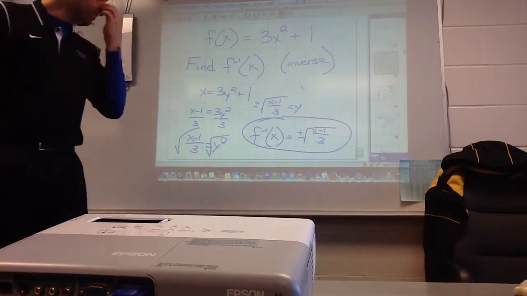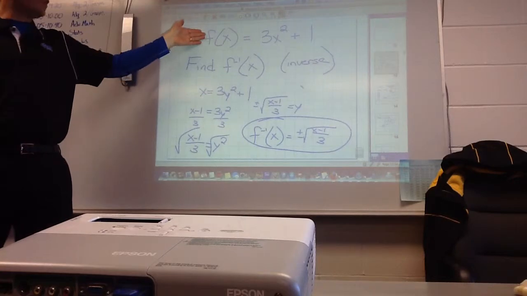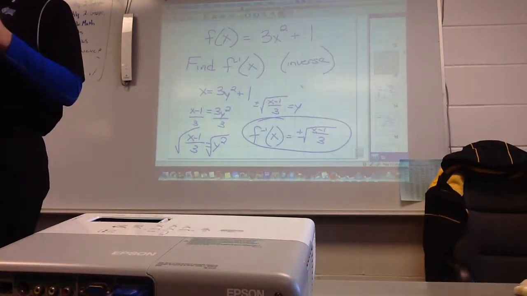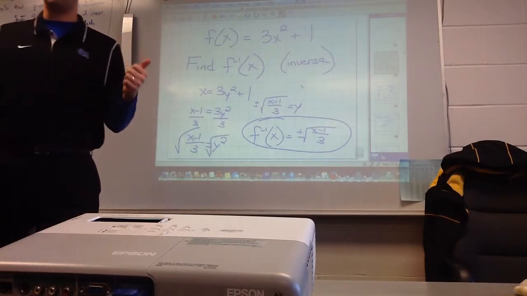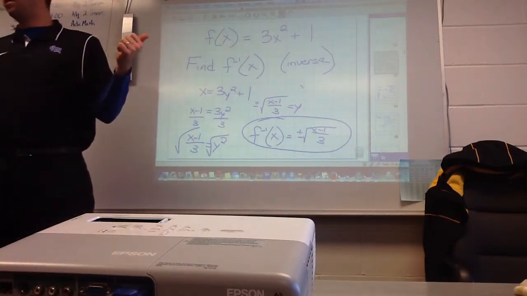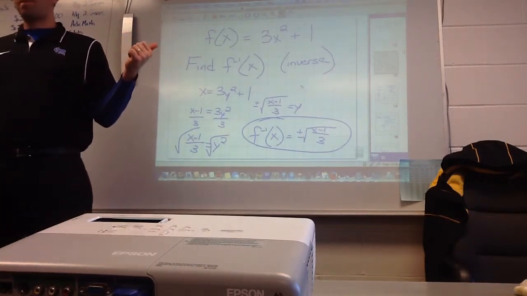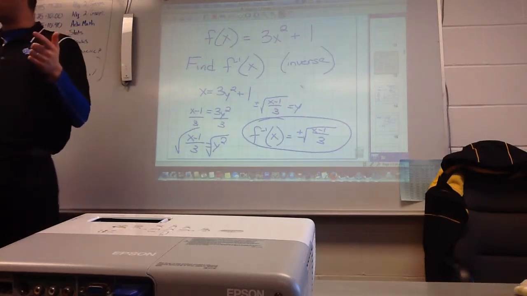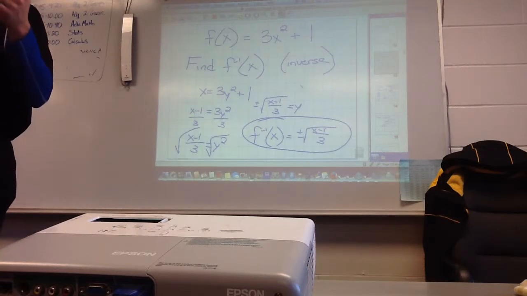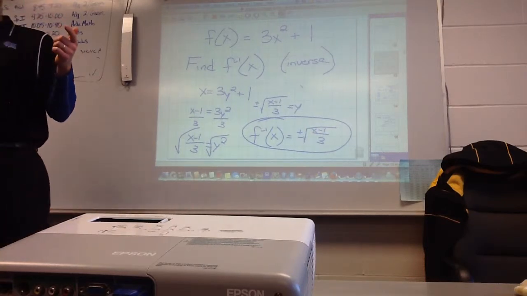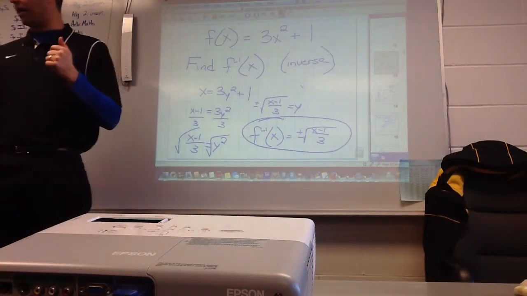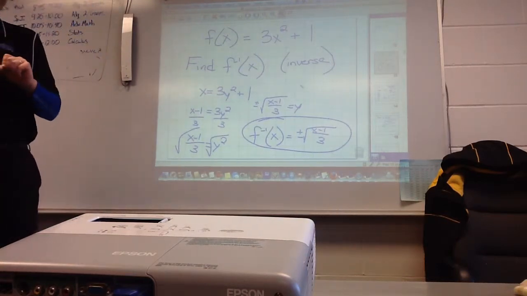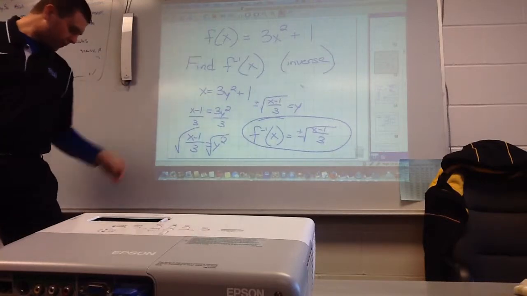So let's say here's my original function: f of x equals 3x squared plus 1. First of all, what type of function is that? Starts with a Q. Quadratic. How can you tell it's quadratic? It has an x squared in it. We did a whole chapter about quadratic functions. Anything with an x squared is quadratic.